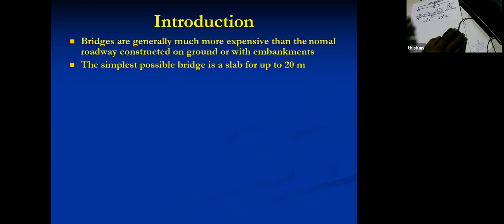So the cost of an elevated highway can be much higher. If you ask for a normal figure, at today's cost, if you go for a very economical, optimized design, the cost can vary between 6 to 10 billion rupees per kilometer.